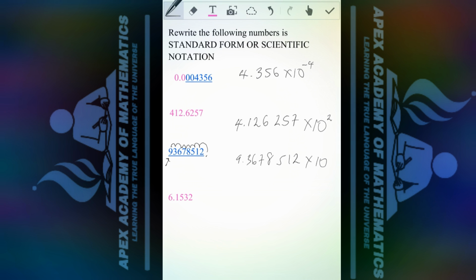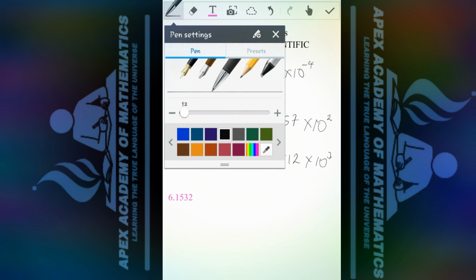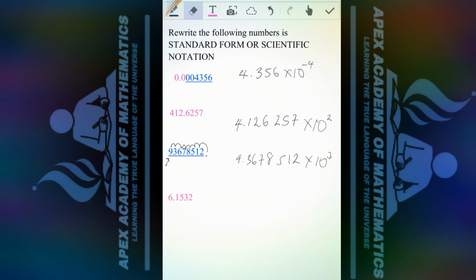All right, now what is n? Now we move to our left. So left will indicate that our n is going to be a positive integer, so we don't need a sign here. We moved 1, 2, 3, 4, 5, 6, 7 places to our left. So our final answer is actually 9.3678512 times 10 to the negative 7. I hope you guys are understanding the concept so far.